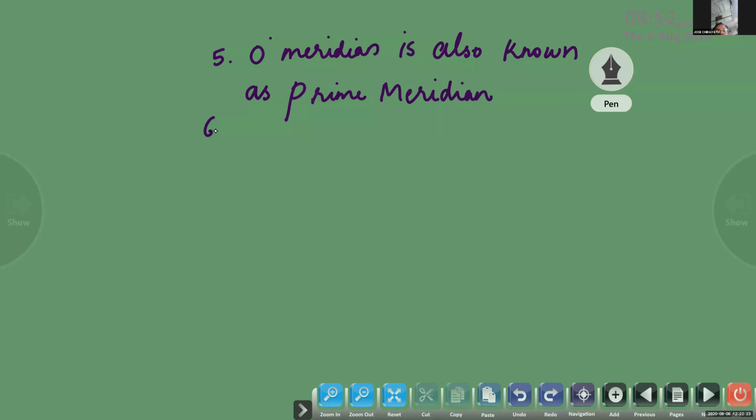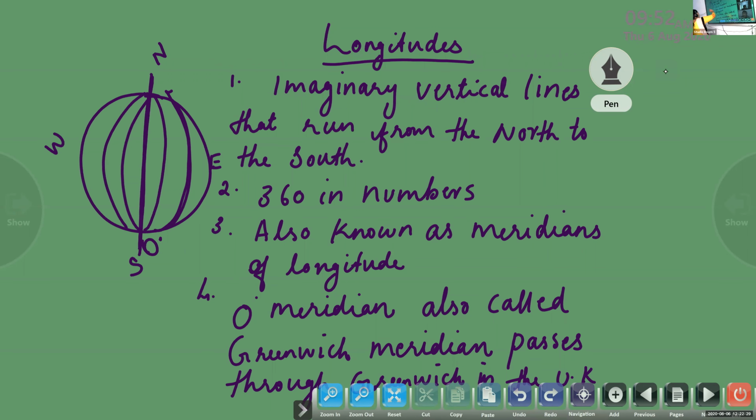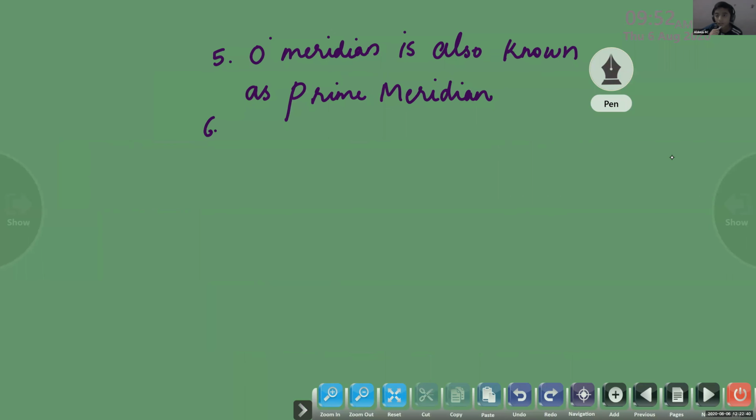Okay. The 0-degree meridian. This one, right? The 0-degree meridian is also known as the Greenwich meridian and the prime meridian. Clear? Yes, ma'am. The next point.